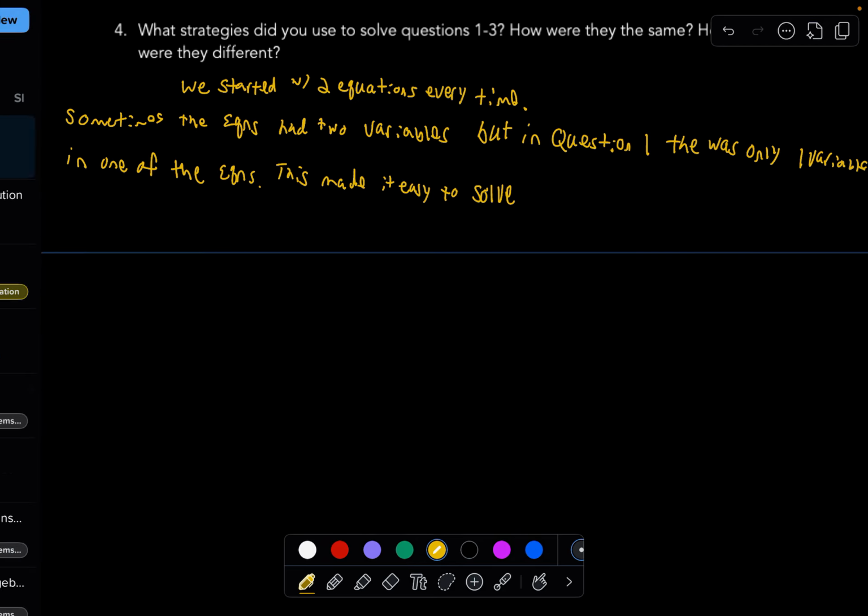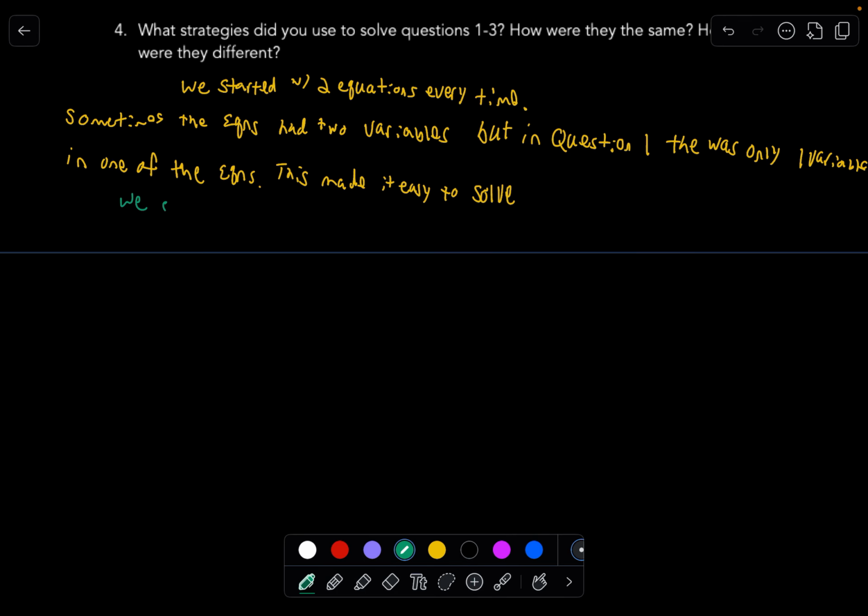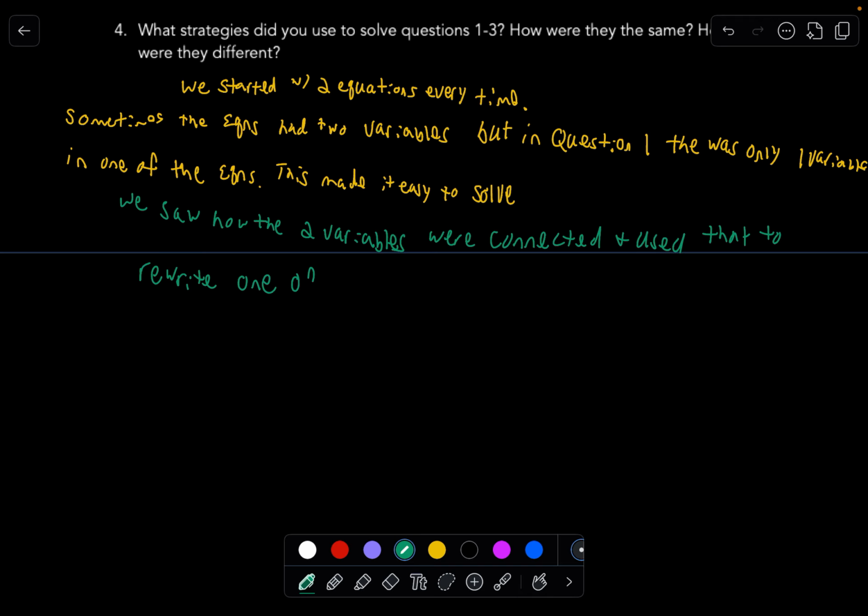We saw how the 2 variables were connected and used that connection to rewrite one of the equations in only 1 variable.